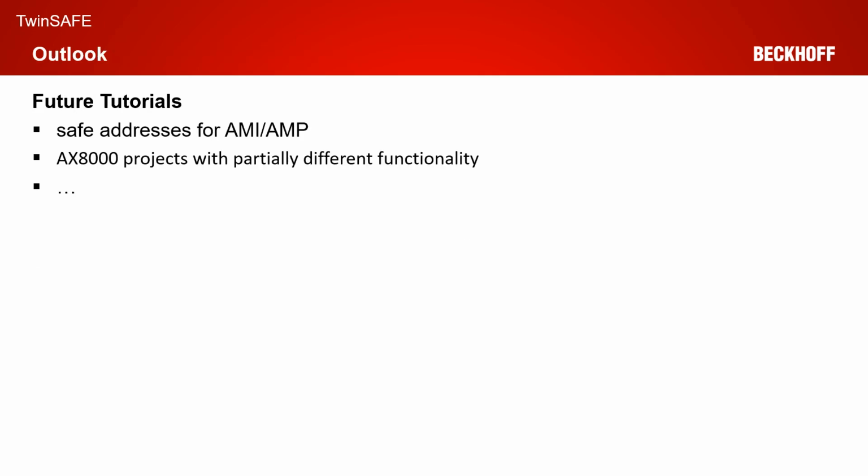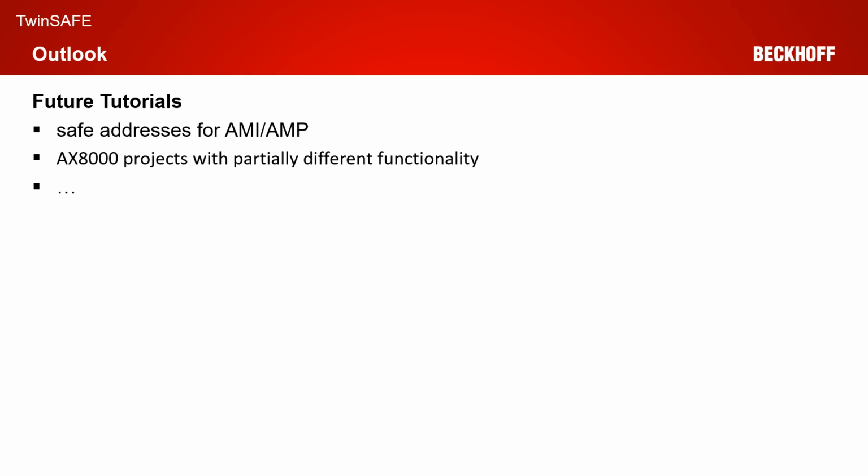That was all for today's tutorial. Next week we take a look at the safe addresses for AMI and AMP systems. All existing TwinSAFE components, the terminals, the TwinSAFE option for the AX8000, for example, have hardware switches for the addressing. The AMI and AMP don't have any hardware switches for the addressing, though there's a new way to configure the safe addresses, which we will look at next week.